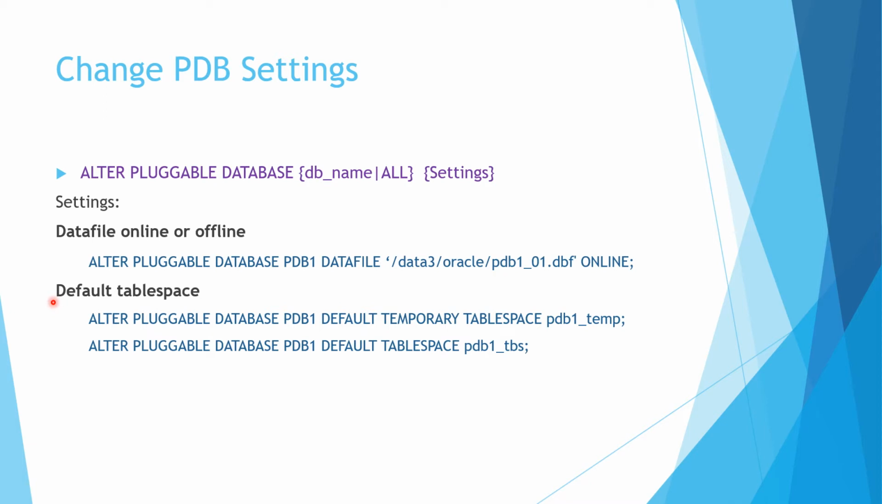To change the default temporary tablespace for a PDB, use the default temporary tablespace clause. So alter pluggable database PDB1 default temporary tablespace PDB1_temp will change the default temporary tablespace for pluggable database PDB1 to PDB1_temp. An alter pluggable database PDB1 default tablespace PDB1_tbs will change the default tablespace for all new objects which are created in the pluggable database PDB1 to PDB1_tbs.